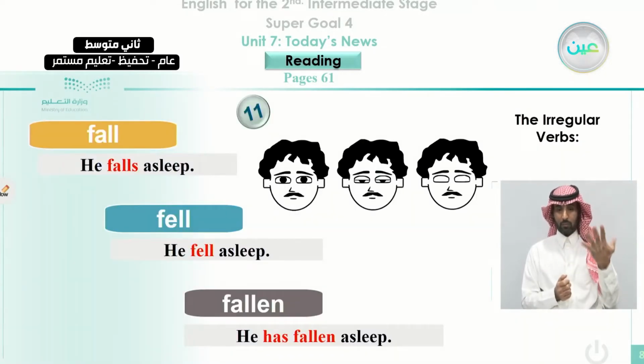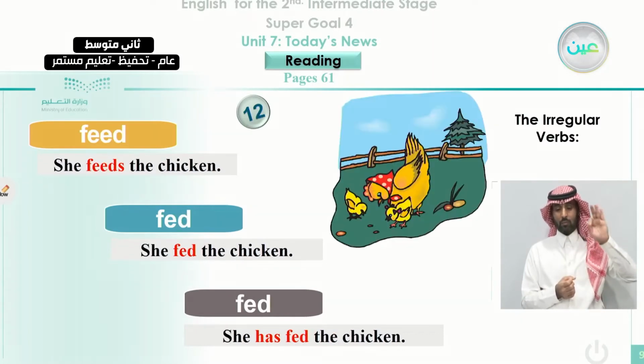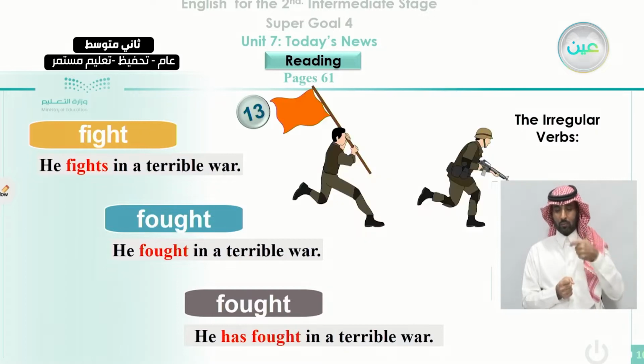reviewed 5 irregular verbs. As you know, we studied the verb fall, and we told you that the past of fall is fell, the past participle is fallen. Feed, the past of feed is fed, and the past participle is fed, and you can read the examples on these 3 forms of this verb.